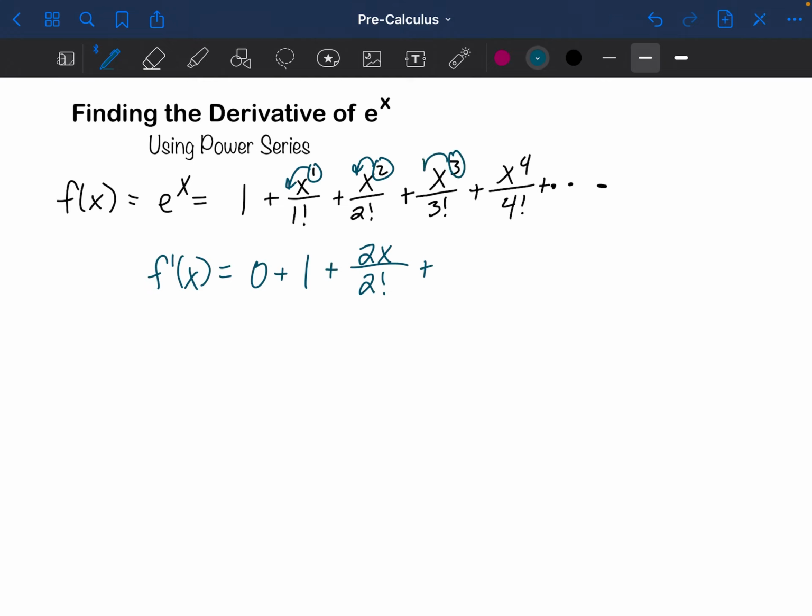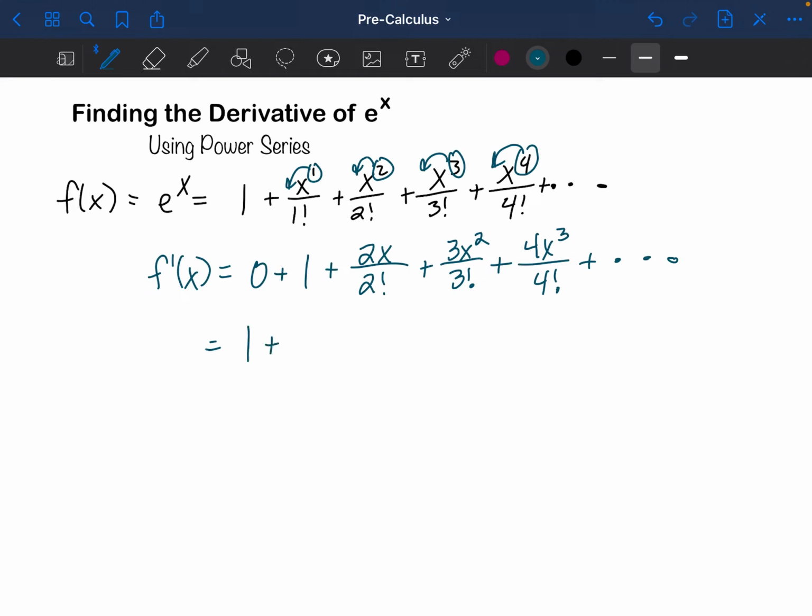And then plus, take the 3, bring it out front, 3x to the 3 minus 1, which is 2, over 3 factorial, plus 4x to the 4 minus 1, which is 3, over 4 factorial, and the pattern continues. Now we can simplify this a little bit.